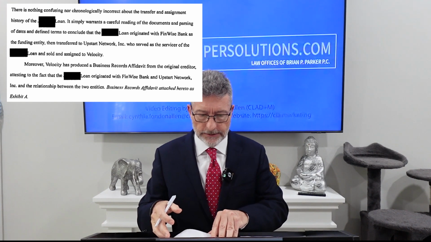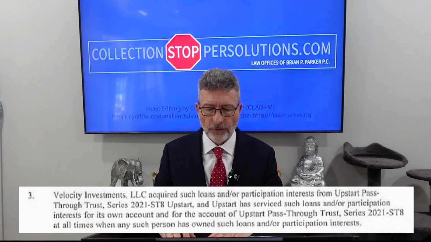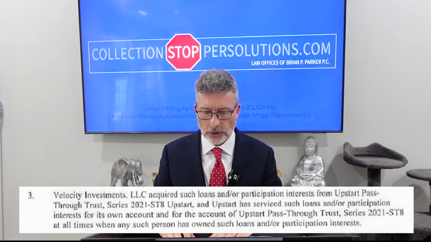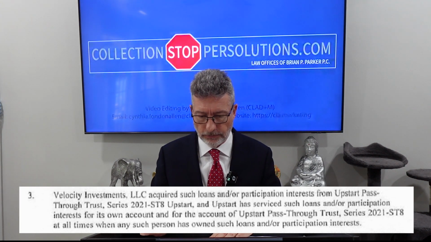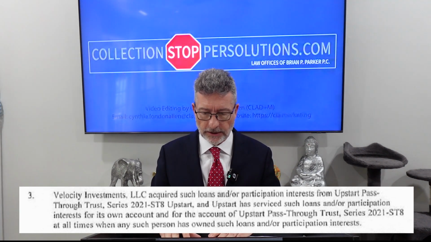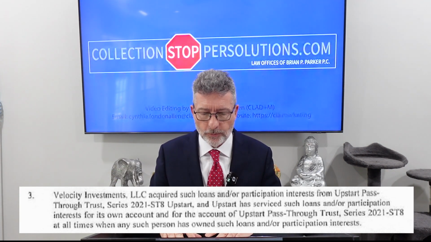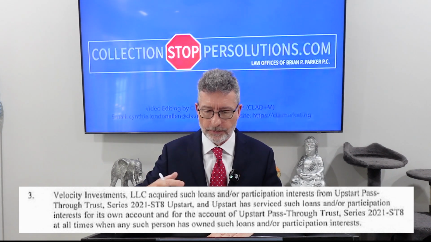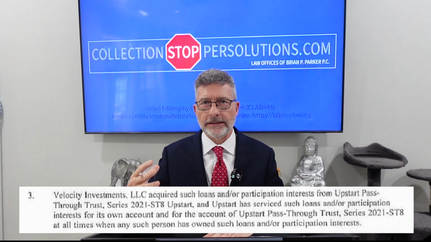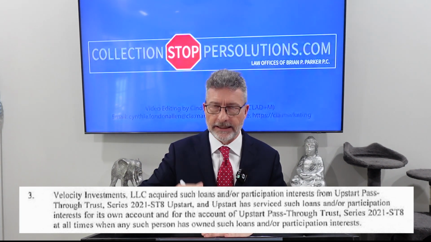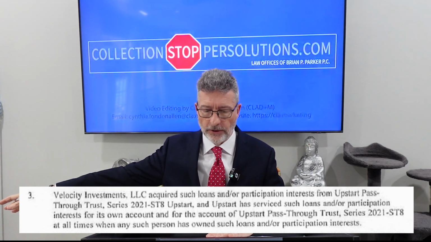And if you would be careful to look at, I believe it's number 3 of their affidavit. It says, Velocity Investments acquired such loans and interest from Upstart Pass-Through Trust Series, blah, blah, blah, and has serviced the loans. Well, Upstart has serviced them, but there's no proof as to how Upstart Pass-Through Trust Series 2021 ST8 received anything to give to Velocity 6 days prior to the original creditor, FinWise, giving it to Upstart, the original servicer.